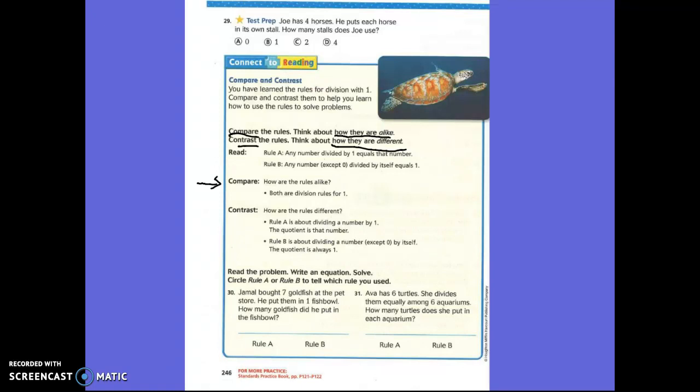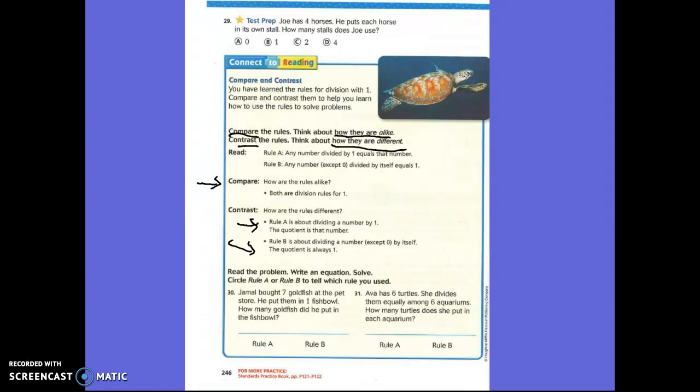How are they different though? Well, rule A is dividing by 1, while rule B is dividing by the same number. The number divided by itself. Okay? So read these two problems, and you decide, when you find the answer, did you use rule A, dividing by 1, or did you use rule B, dividing by itself? A number divided by itself.